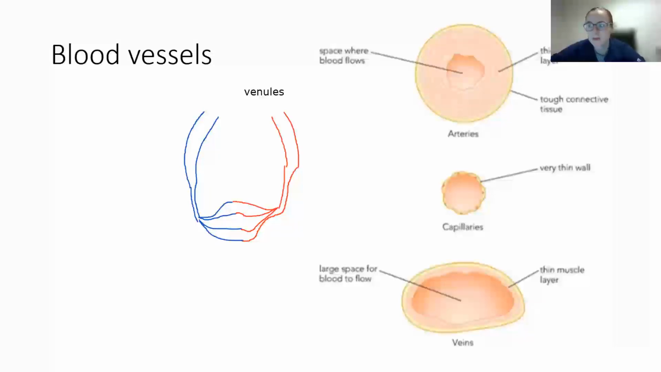So veins have a much thinner muscular layer. And they've not really got any elastic fibers in because the pressure's so low, they don't really need to stretch and recoil. They don't need to withstand that high pressure or anything like that. But veins do have something else in that helps them get blood back to the heart.